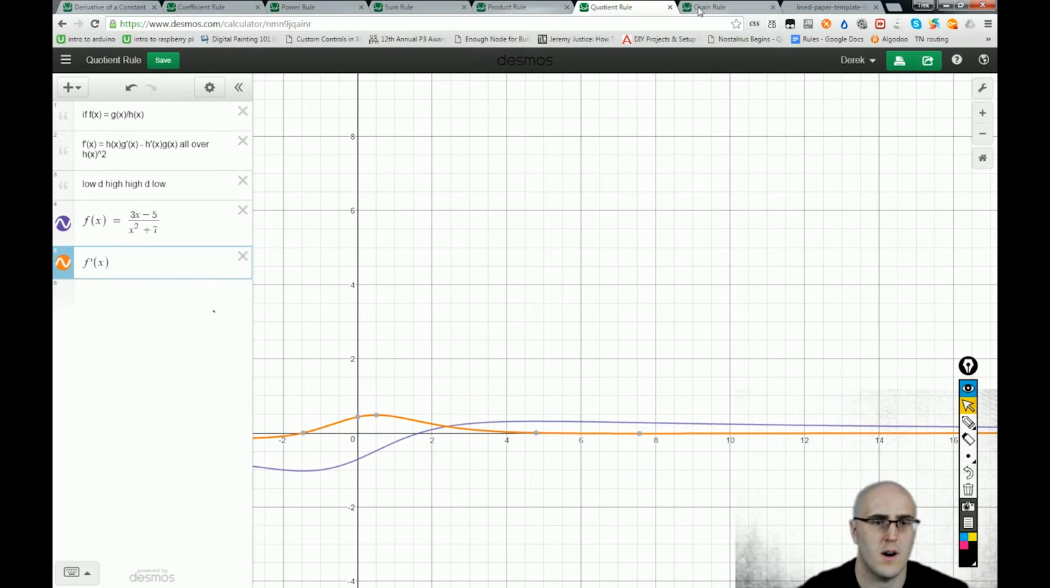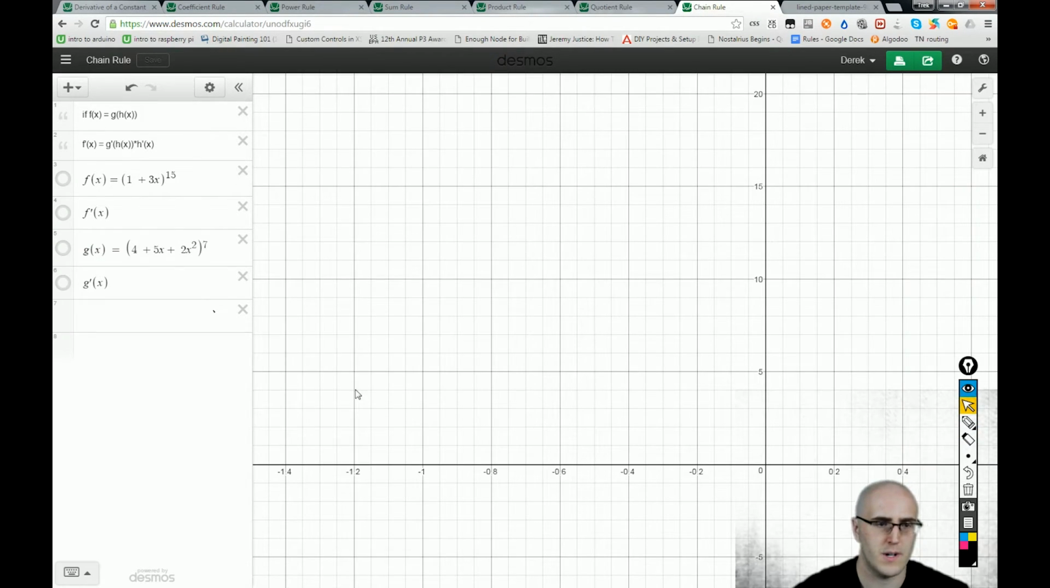Let's jump to our last and most important rule. Well, last for today. The chain rule. This is easily the most often used rule. It's the rule. Almost everything you'll work with going forward will use this rule. So it's important you understand it. So let's go through it.